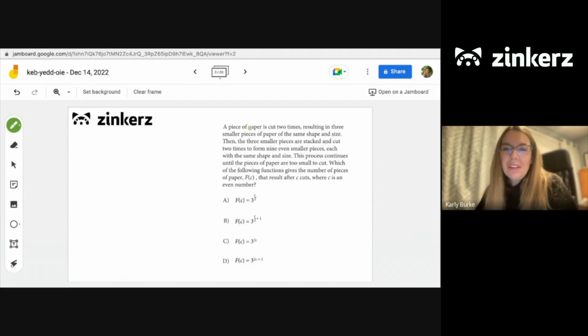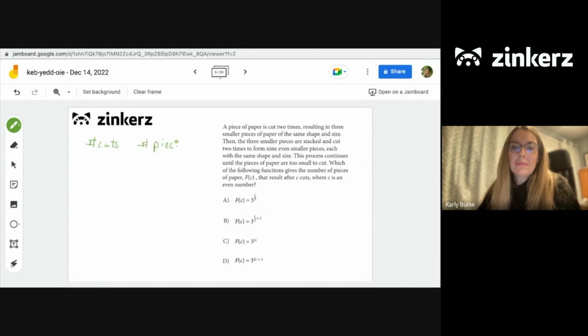So, looking at this problem here, it says there's a piece of paper, it's cut 2 times, resulting in 3 smaller pieces of paper. So, I'm going to make a table: number of cuts, number of pieces. So if there are 2 cuts, we have 3 pieces.